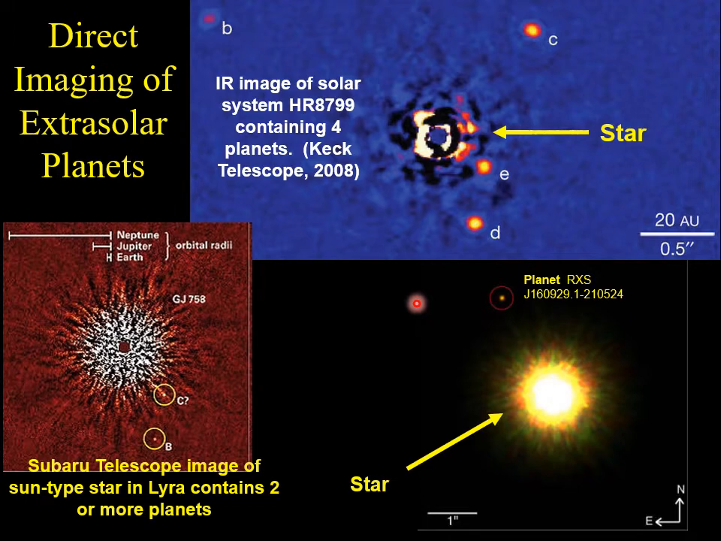But I think it is really cool to be able to look at these images and say that we are actually looking at planets orbiting another star. These are other solar systems that could be like our own.